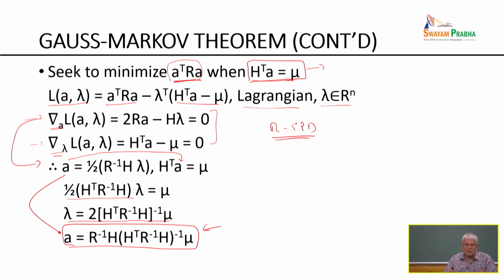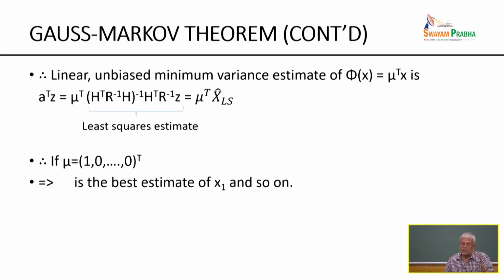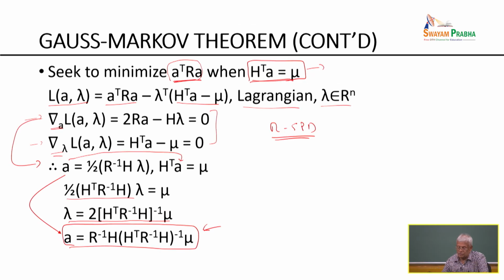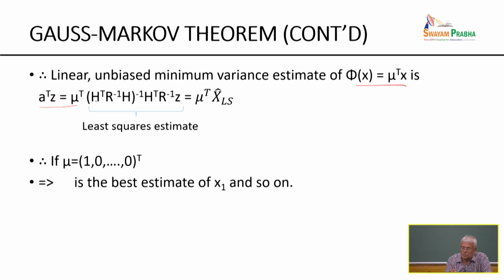If I minimize the variance, what is that? It is already linear. It is already unbiased. This is minimum variance. That becomes BLUE. So the linear unbiased minimum variance estimate of phi of x, equal to mu transpose x, is the estimate A transpose Z. We just saw what is A. Go back to here. So I am going to take the transpose of this. That is equal to mu transpose (H transpose R inverse H) inverse H transpose R inverse Z.